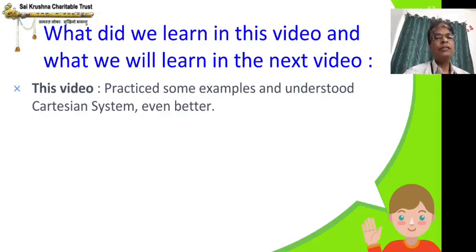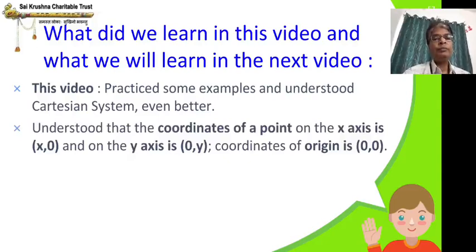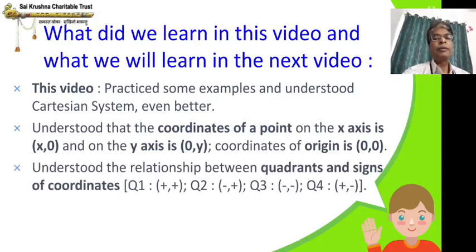Before we go to the next video, if you have any doubts, practice these 3-4 videos thoroughly, then go to the next video. We have also understood that the coordinates of a point on the x-axis are x comma 0, on the y-axis 0 comma y, and the coordinates of the origin are 0, 0. These are things which we understood while practicing the examples. This also we understood: quadrants versus sign. What we saw on the last page I have written again.